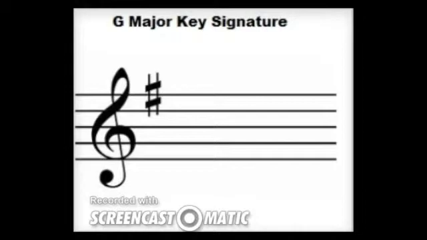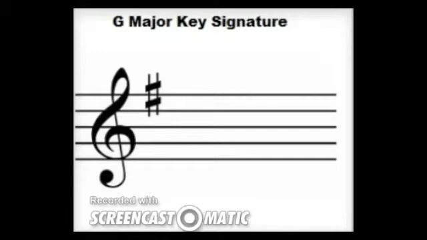Take a look at the picture in front of you. What you have here is a treble clef with 5 lines. You also have a sharp on F. Because I'm seeing this at the beginning of a piece of music, I know that I am in the key of G major. How do I know this? Well, there's a few ways to tell.